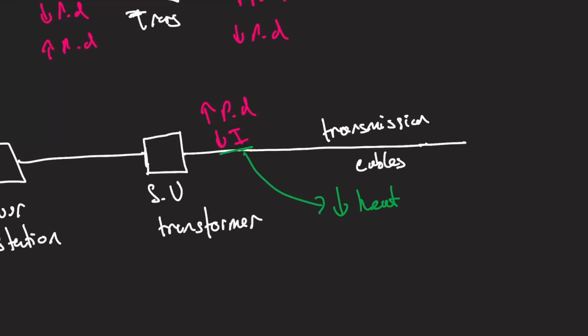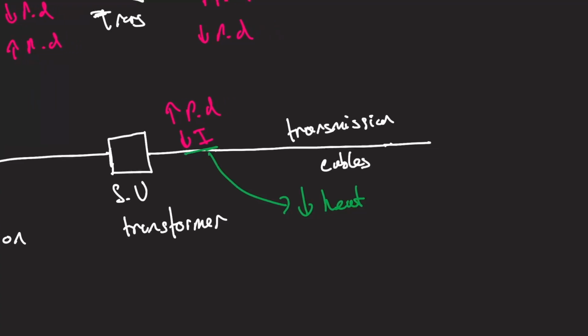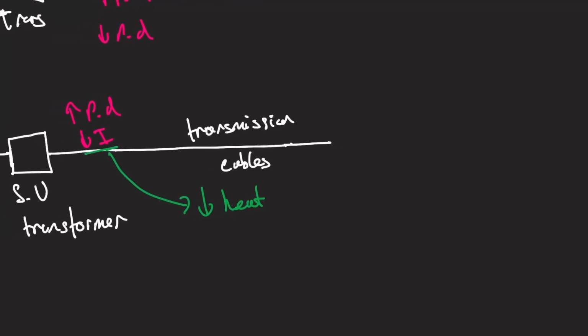We need to transport this through these really long transmission cables, and we don't want them to get too hot, because you would lose lots of energy as heat. So we have a really high voltage and a really low current when we transport it through the transmission cables, and it makes the whole process much more efficient. We can say this increases the efficiency of transporting our electricity supply.